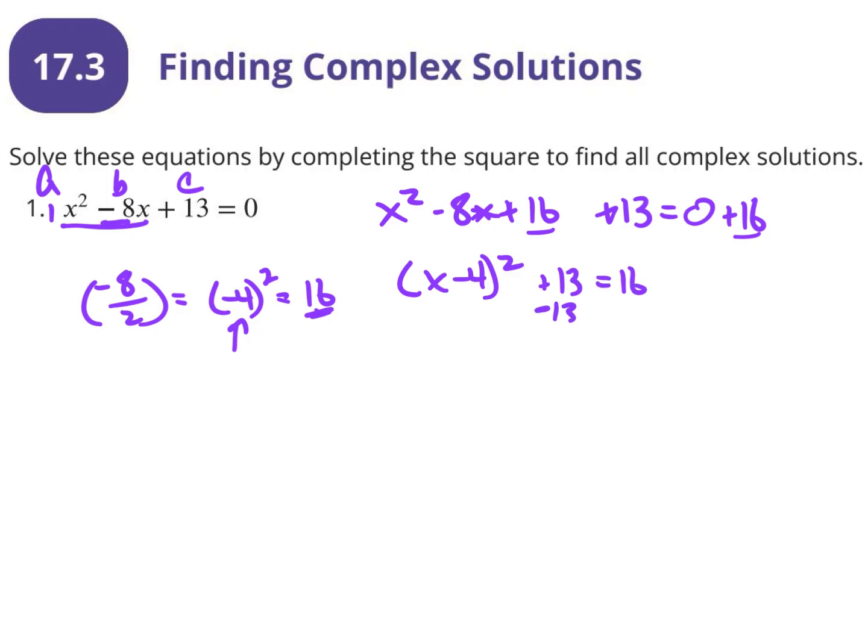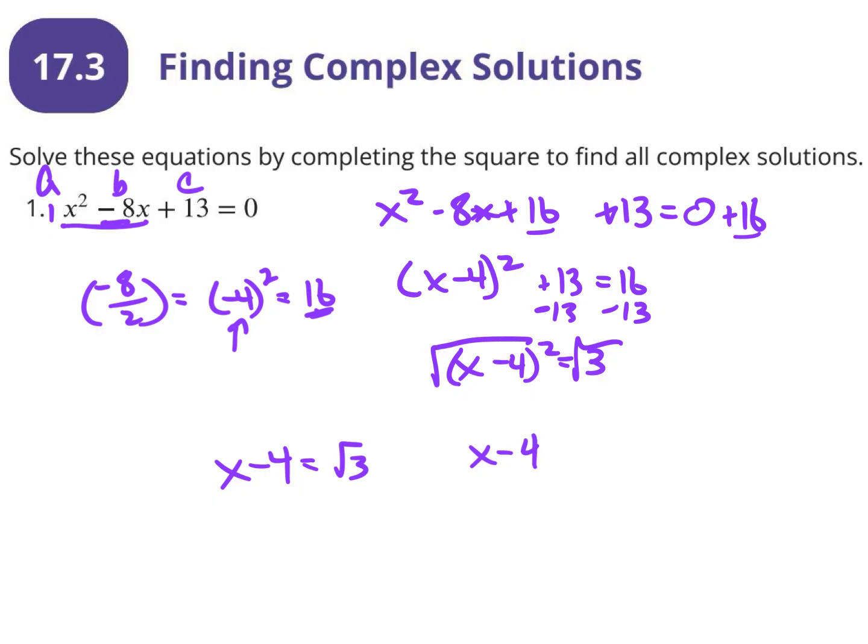Now I'm going to subtract the 13 from both sides. So I get (x - 4) quantity squared equal to a number. Now this just looks like the one from the previous page, so all I have to do is take the square root. I get x - 4 is equal to the root of 3, and x - 4 is equal to negative the root of 3. Add 4 on both sides. x is equal to 4 plus root 3, and x is equal to 4 minus root 3.